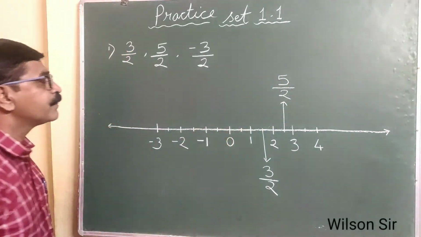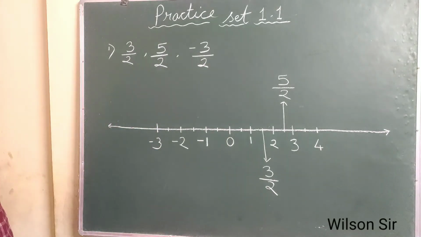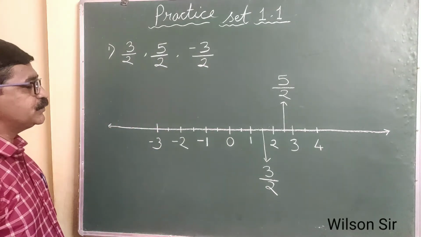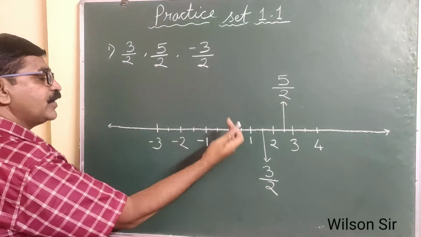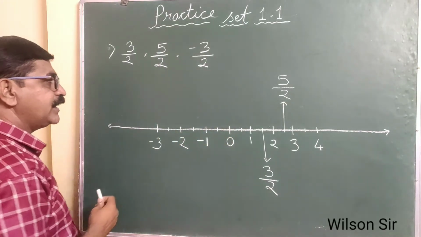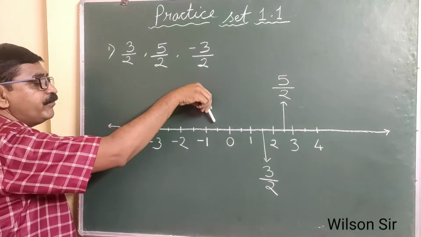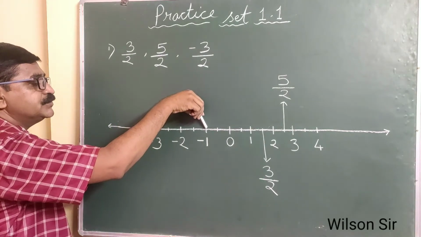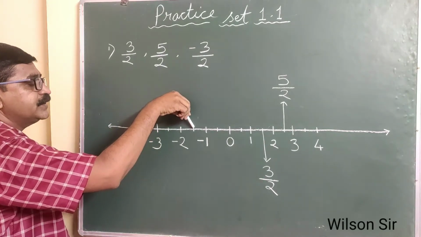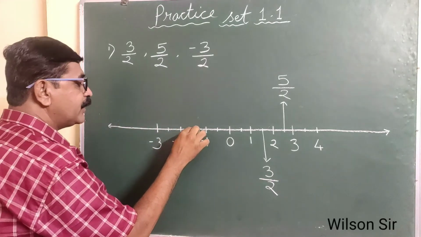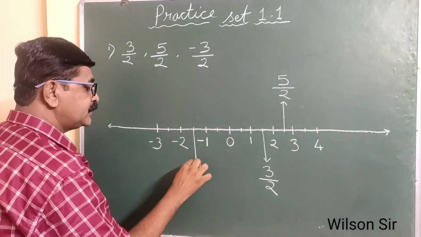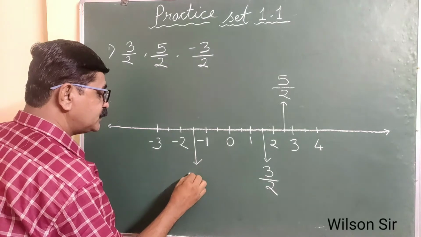Then we have the negative number minus 3 upon 2. Minus means you have to count to the left hand side of 0. So from here 1, 2, and 3. Here you will get minus 3 upon 2.